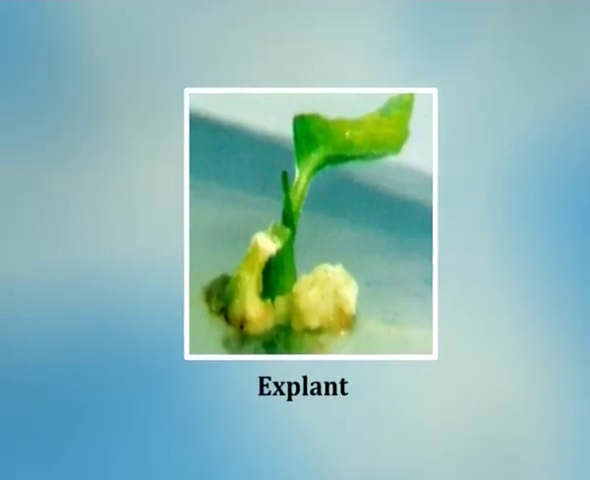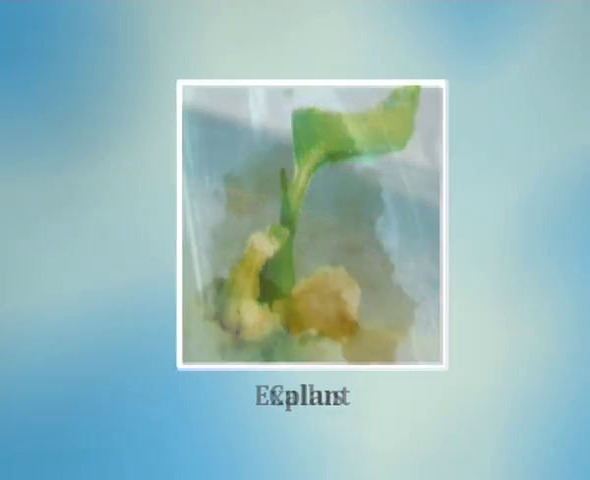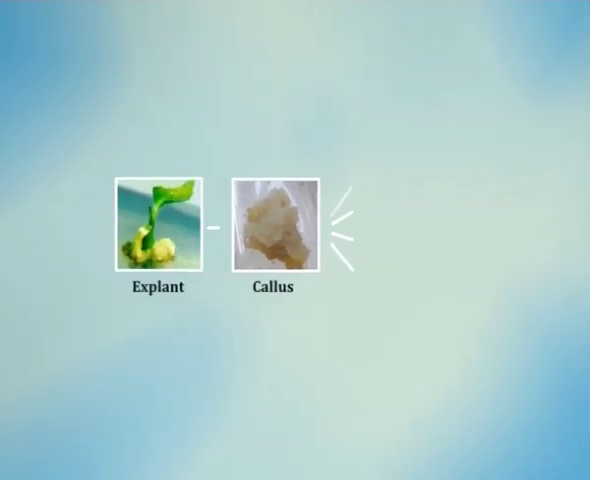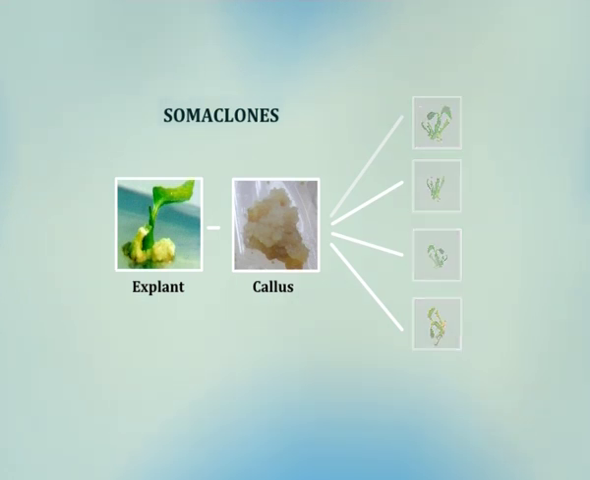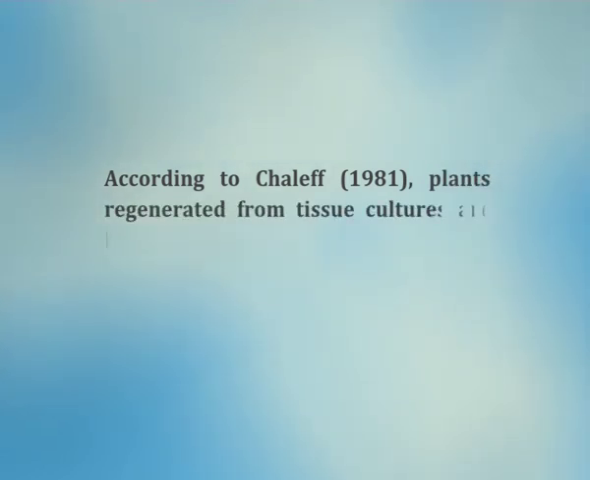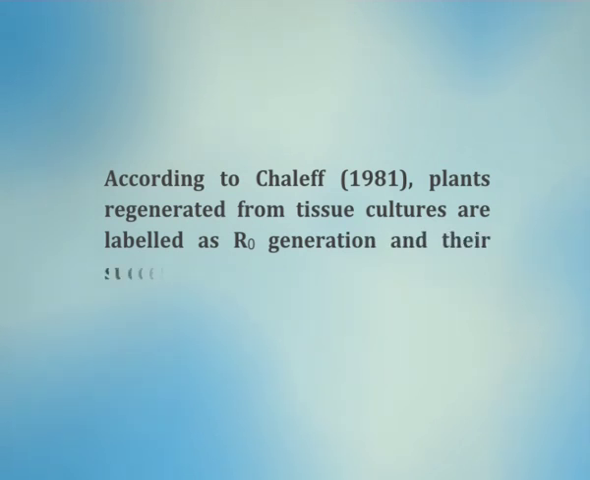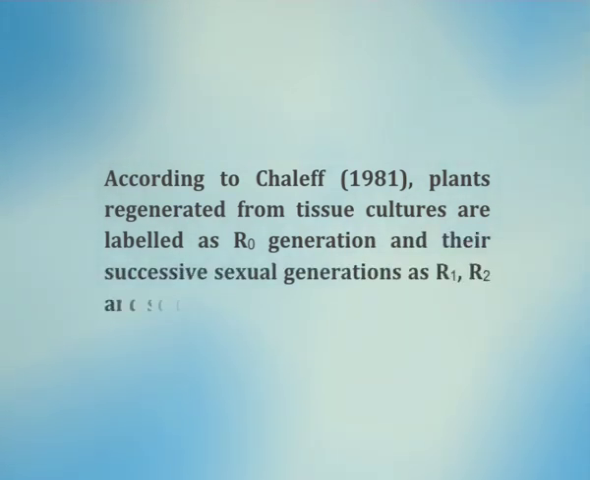Somaclonal variations include genetic variability and variations for both qualitative and quantitative traits, and the plants regenerated from cell and tissue cultures are termed as somaclones, while the plants displaying variation are termed as somaclonal variants. According to Chaleff 1981, plants regenerated from tissue cultures are labeled as R0 generation and their successive sexual generations as R1, R2 and so on.